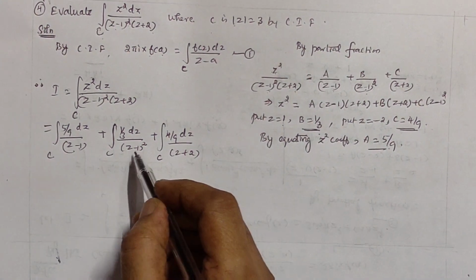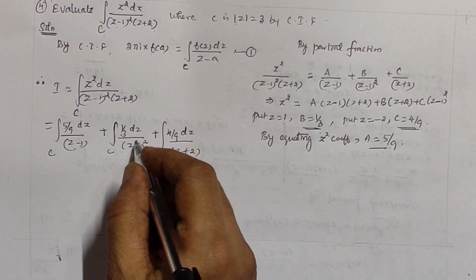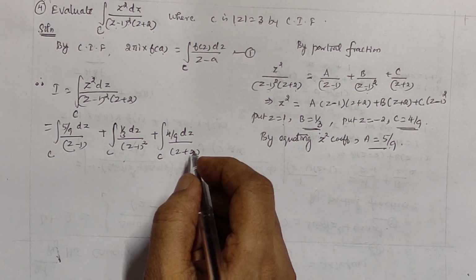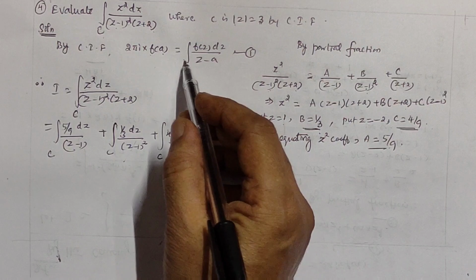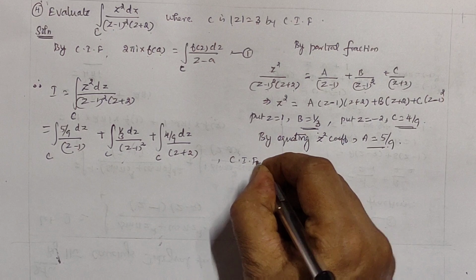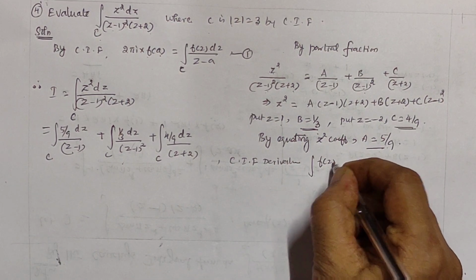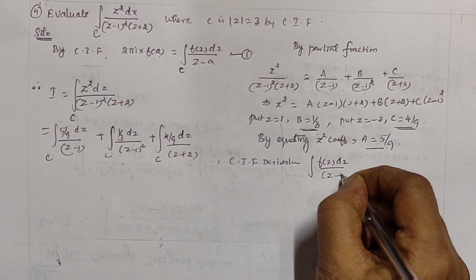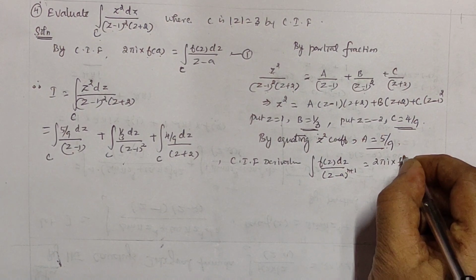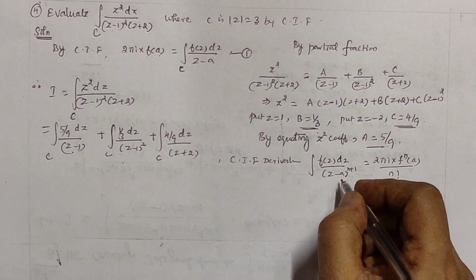Both the values 1 as well as minus 2 lie inside modulus of z equal to 3. For this we are going to apply Cauchy's integral formula for derivatives. What is Cauchy's integral formula for derivatives? It is given by the integral over C of f of z dz divided by (z minus a) whole power n plus 1 equal to 2 pi i into f superscript n of a divided by n factorial.